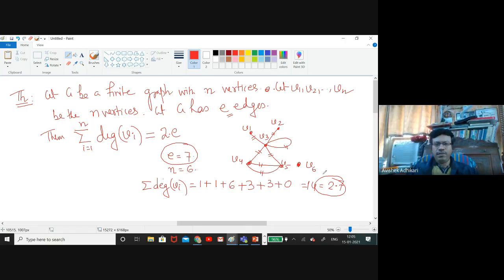So if you have e many edges on the graph and there are n many vertices, if you take the sum of degree of all the vertices, then that sum should be twice the number of edges, is what this says. So here the sum is actually 14 and 7 is the number of edges. So that's the point. Is that idea clear to all of you? Is the statement clear?